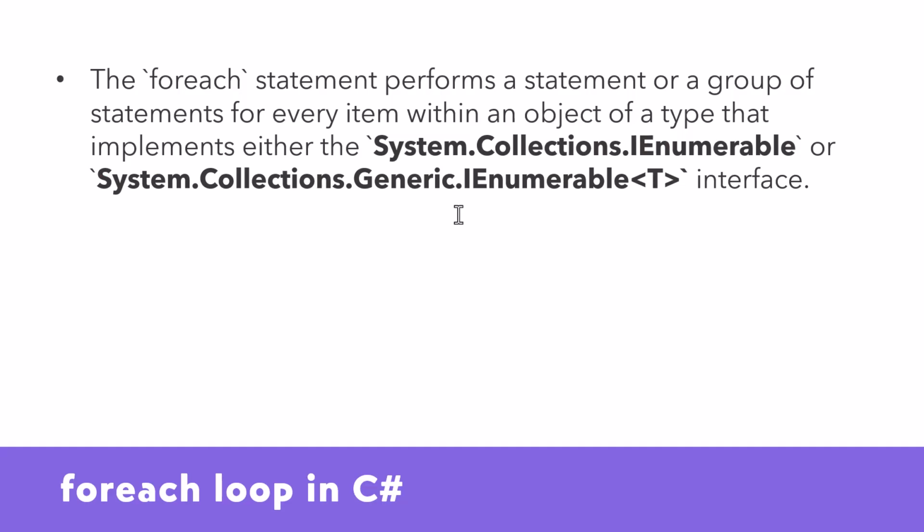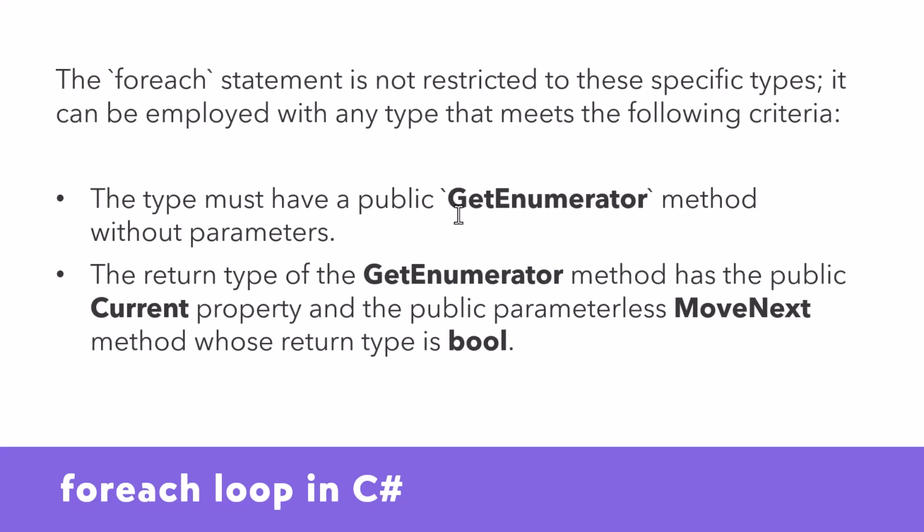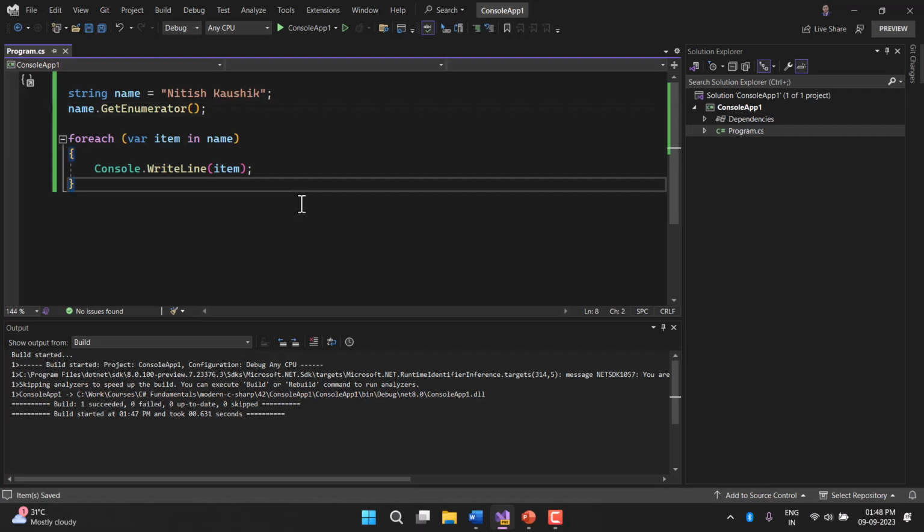It is not always required or mandatory for a type to implement this IEnumerable interface. It will also work if your type has one public GetEnumerator method, and it must be parameterless. Also, this GetEnumerator method must have a public Current property and a public MoveNext method, and its return type must be a boolean value. And this is what we are having in this case.